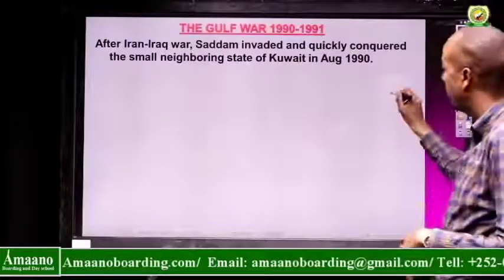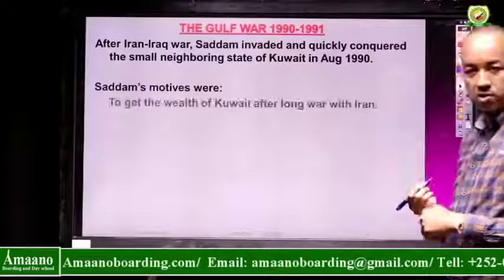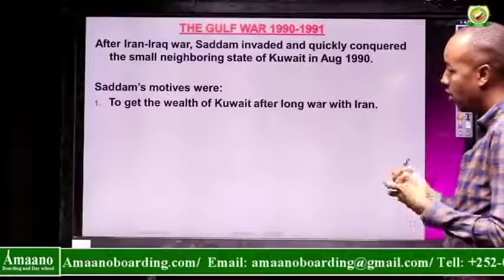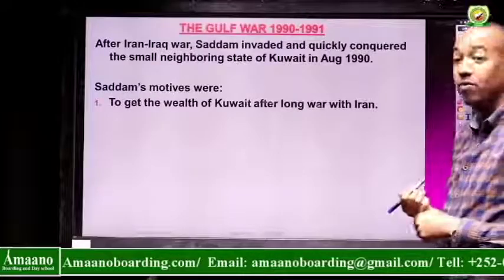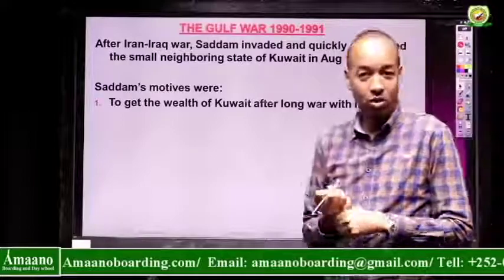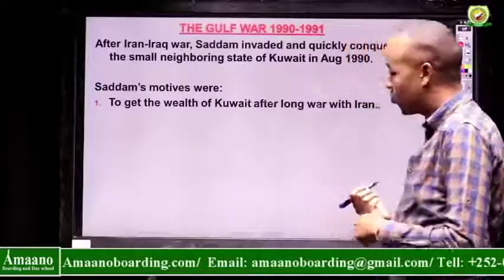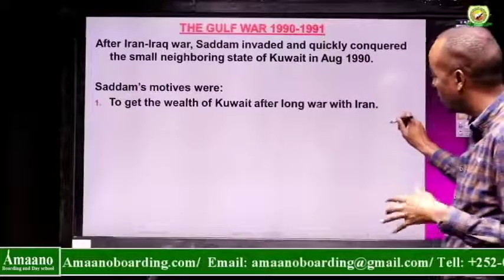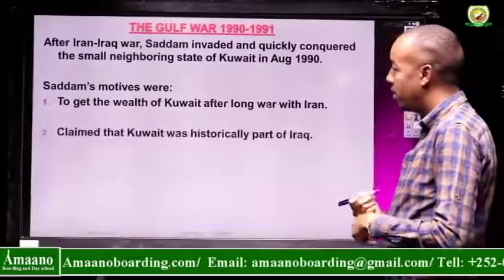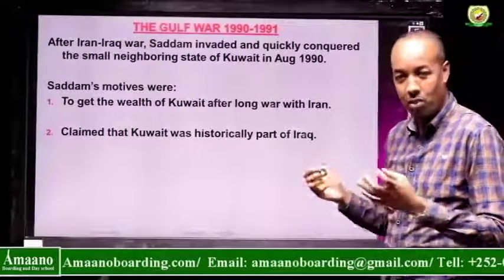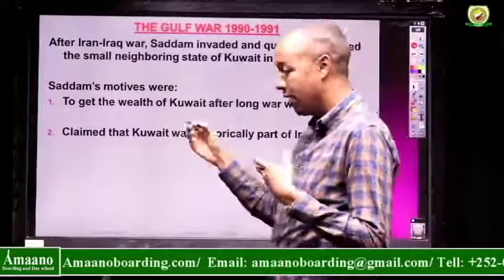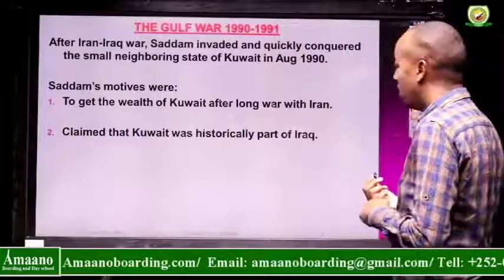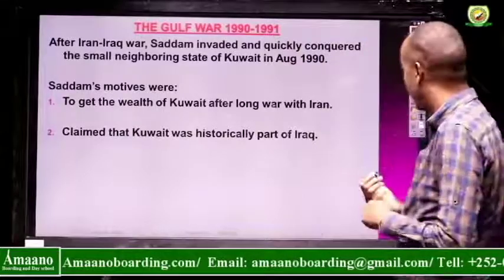In 1990. So what was the objective of Saddam after he conquered Kuwait? He wanted to get the wealth of Kuwait after the long war with Iran. He was broken by Iran. Now he wanted to make things better in terms of economy and life. The other reason is that he claimed Kuwait was historically part of Iraq. Saddam Hussein would always say, when he attacked another area, that it historically belonged to us. So now he was saying Kuwait was historically part of Iraq.